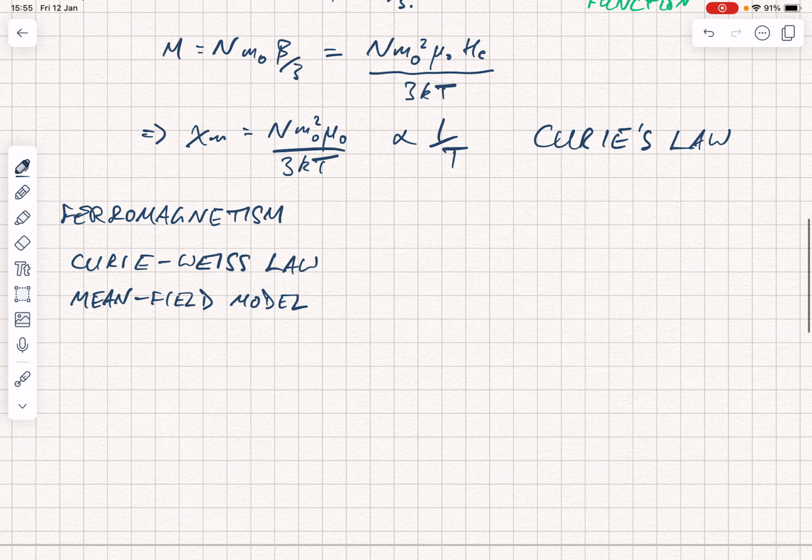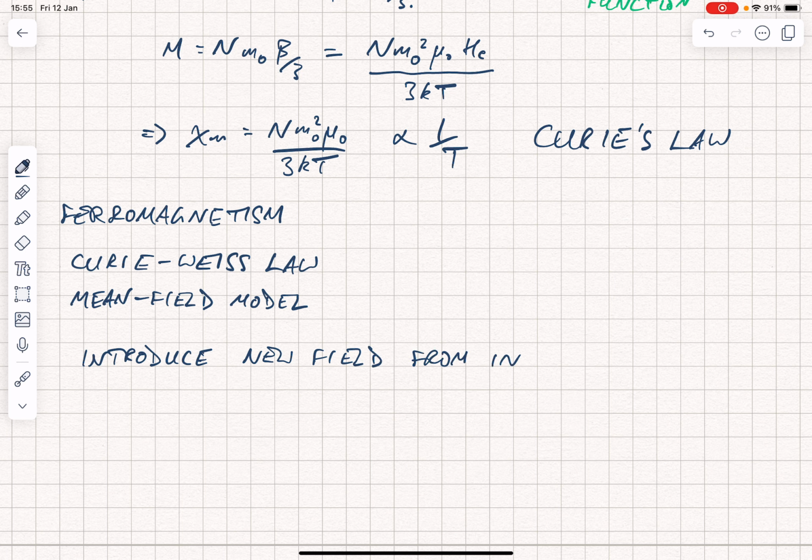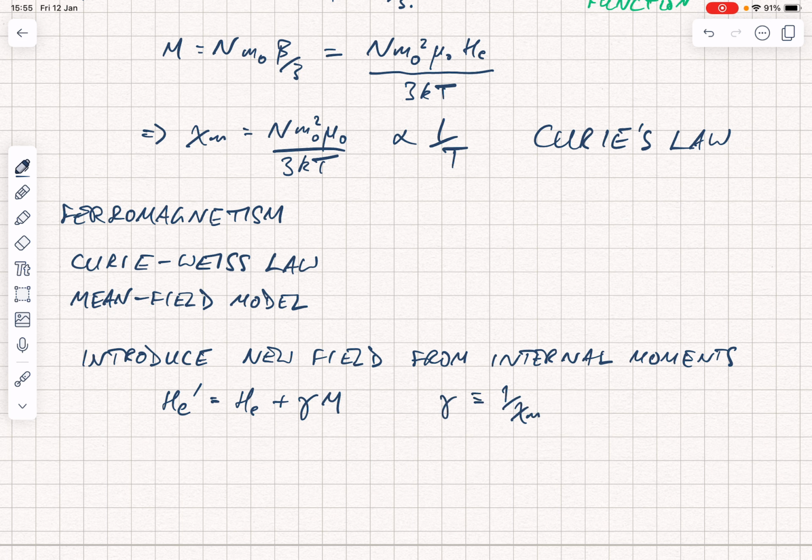So what Weiss suggested was we introduce some kind of new field from the internal moments. So how would we do that? Well, what we do is the following. We write HE prime, if you like, is equal to HE plus gamma M. I'm not putting vector signs on there. They should all be aligned. And notice here that gamma is equivalent to 1 over something like chi m, just so that you've got that.